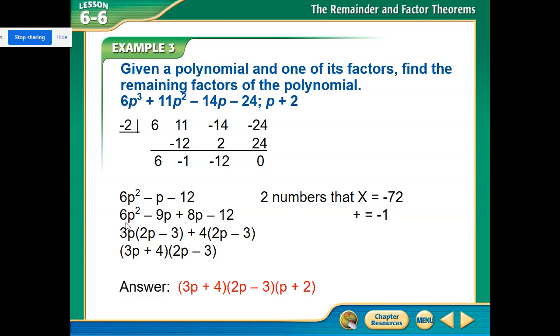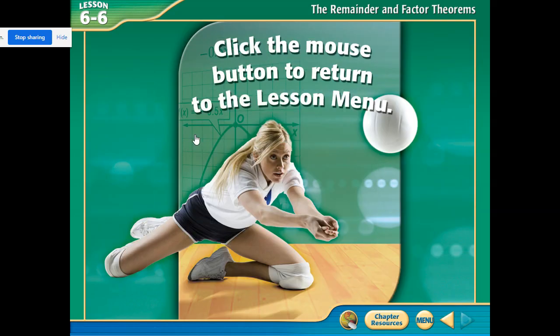So then we put the -9 and the +8 in there. Looking at the first two, we can take out 3p, and we're left with 2p minus 3. Out of the next two, we can take out a 4, and we get 2p minus 3. The 3p plus 4 comes out in front, and the 2p minus 3 is in the back. So we have those plus the p plus 2. And if we multiplied all of this out, we would get back to this original problem. And that's what I have for you today.